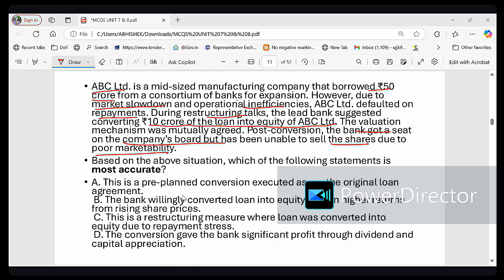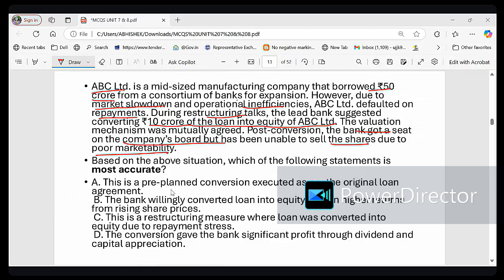So let me explain like a story. You can understand it, right? Imagine you gave your friend rupees 50,000 as a loan, but your friend lost his job and can't repay. You decide, okay, instead of cash, give me 10% ownership in your startup. You hope the startup will grow someday. That is exactly what is happening here. The bank converted part of the loan to the company's share, hoping for future recovery.